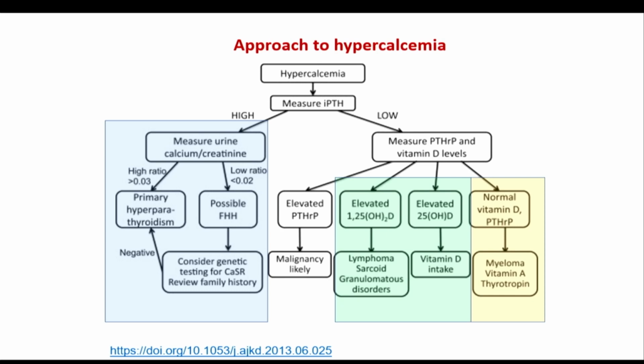And the last one is malignancy-related hypercalcemia. Squamous cell carcinomas can cause hypercalcemia, and it is usually very severe, and the malignancies are evident. It is overt malignancies, nothing like occult malignancy. So these are the causes of hypercalcemia. Now we see certain case examples.